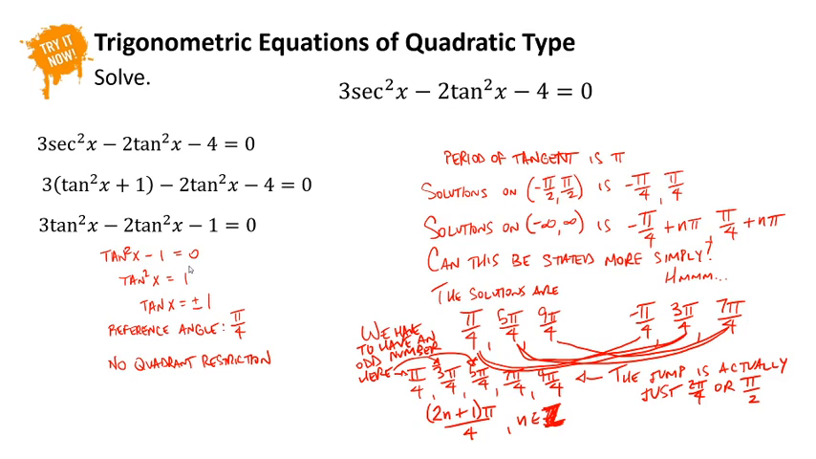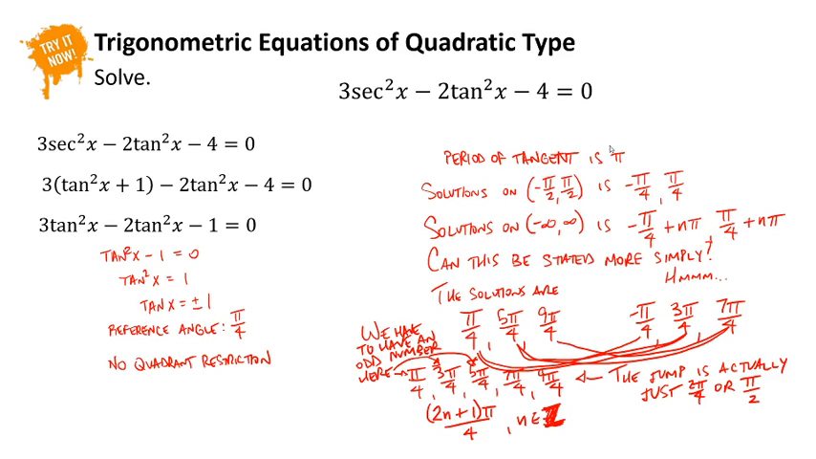Tangent squared x minus 1 is equal to 0, so tangent squared x is equal to 1. This was an important part right here, so that means when you take the square root of both sides, the answer to tangent of x could be either plus or minus 1. We still have a reference angle here in the first quadrant of pi over 4, since this value is 1, but since this can be either positive or negative, we don't have any quadrant restriction on it.